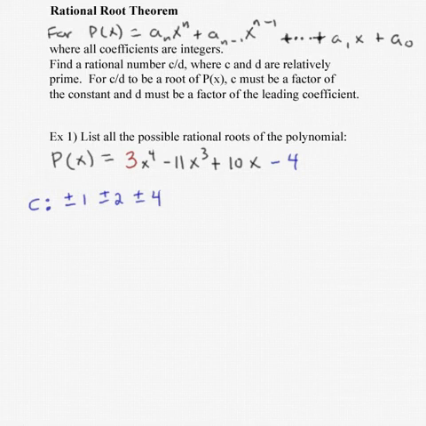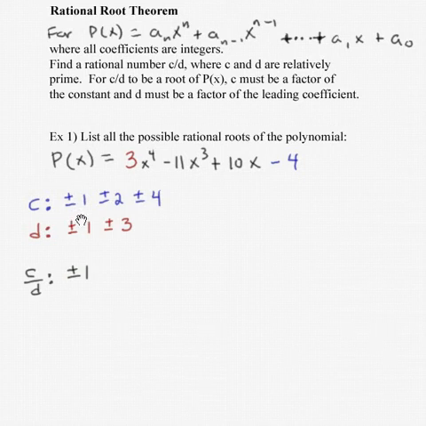Going to do the same thing with the leading coefficient 3. Could be positive 1 times positive 3, or negative 1 times negative 3. So plus or minus 1 and plus or minus 3 are the ways of factoring my leading coefficient 3. So we've got a list for C, a list for D. I need to take all the possible combinations of C over D.